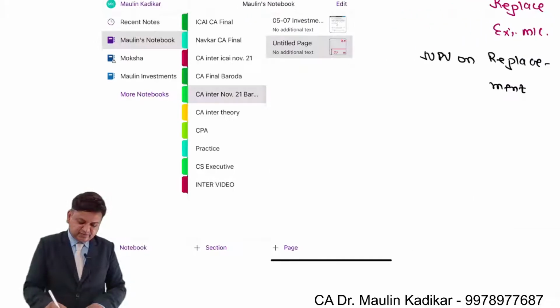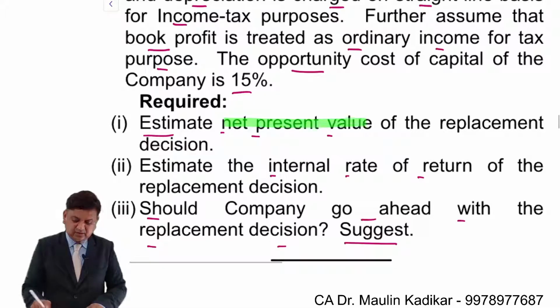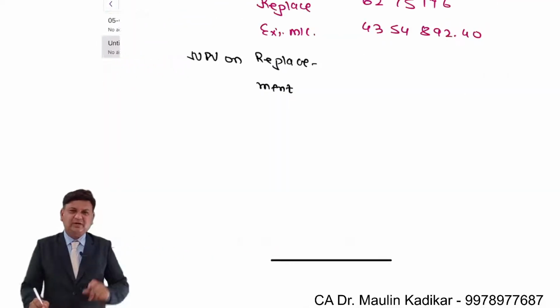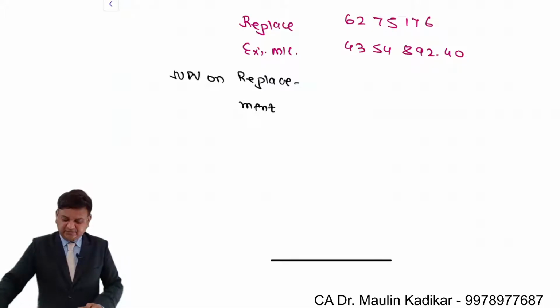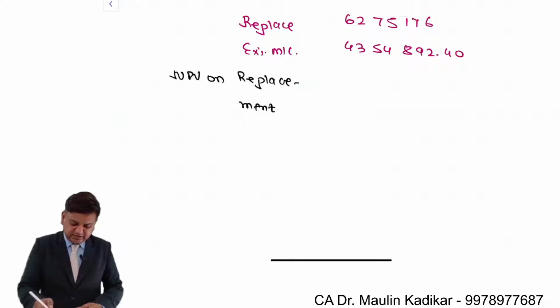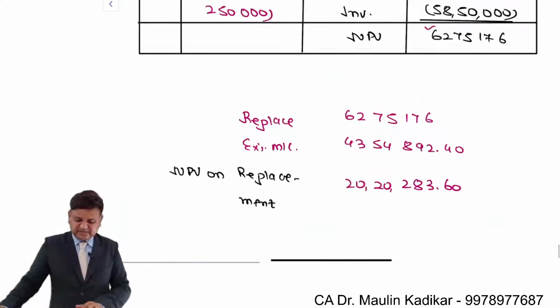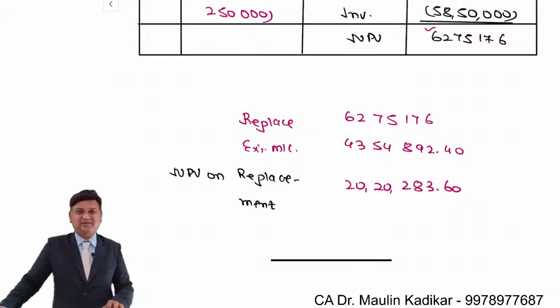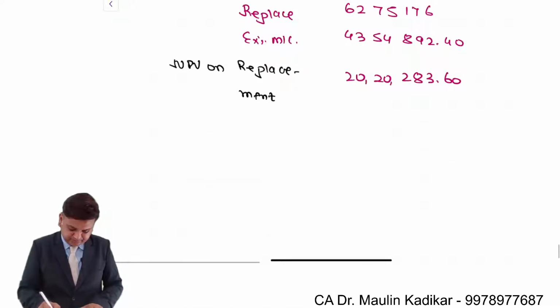You can see that the language of the question says that you are required to make the calculation of NPV of replacement decision. Means basically you are required to prepare a small working note as the difference of these two values. And the difference of these two comes to 20,20,283.6. This is what we understand is the NPV on replacement. Sorry friends, over here it is 1920.